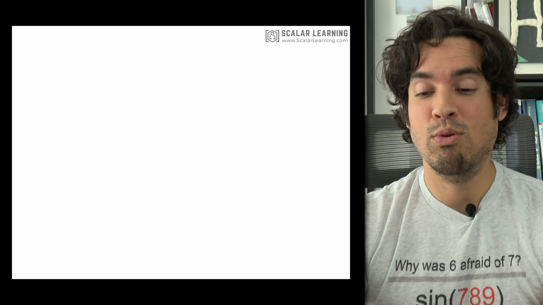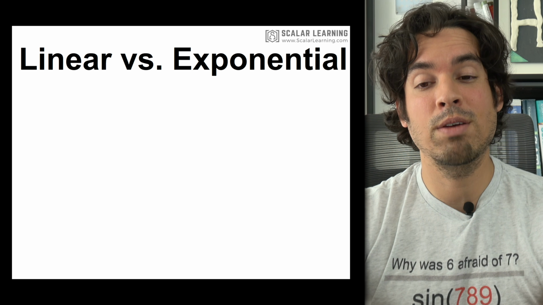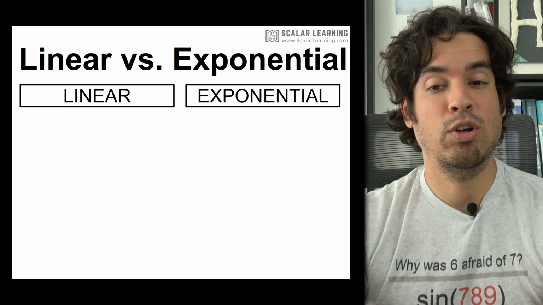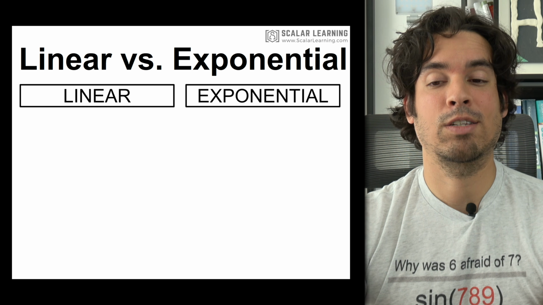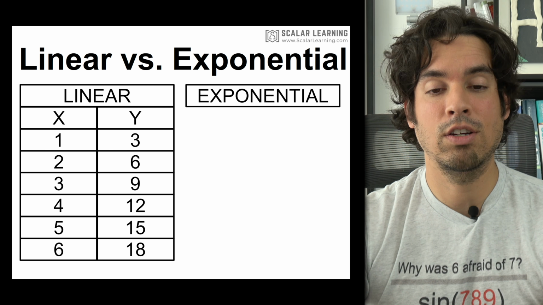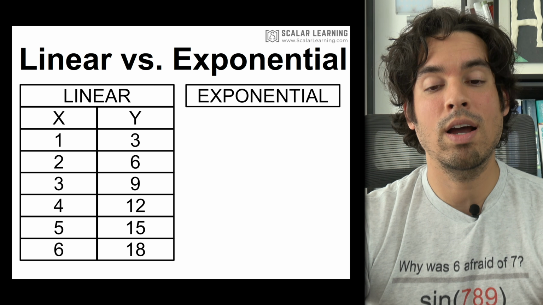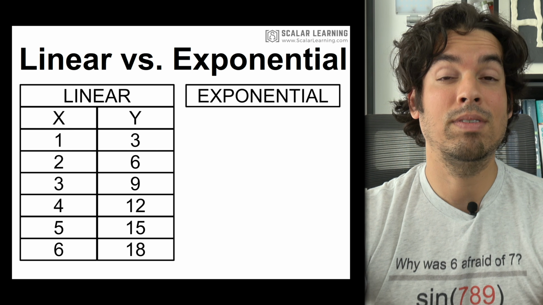Something else that's very important to know is how to differentiate between linear and exponential growth or decay. So I got a little table here. One side is linear, one side is exponential, and we're going to show you the data here. So first of all, pretend we've got this data 1, 2, 3, 4, 5, 6. The y's are 3, 6, 9, 12, 15, 18.